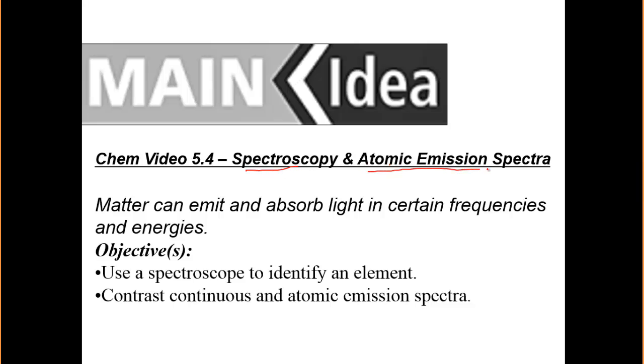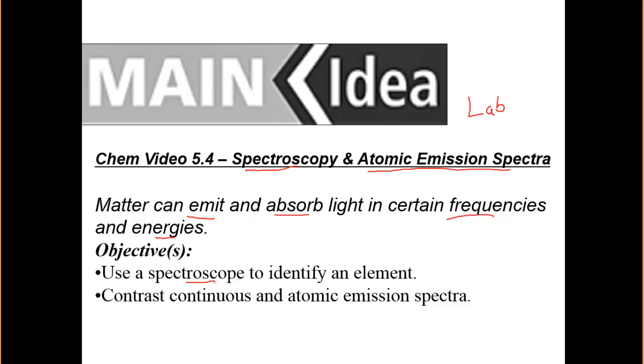What we're going to look into today is section 5-4, looking at spectroscopy and the atomic emission spectra. This is going to be a lot of our lab idea for the next couple days coming up. Matter can absorb and emit light at different frequencies and energies, and that can help us define what type of matter we actually have.